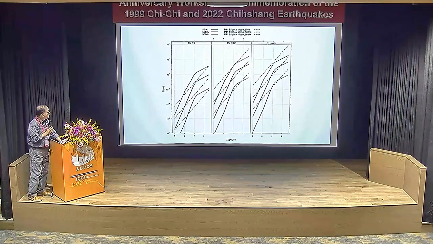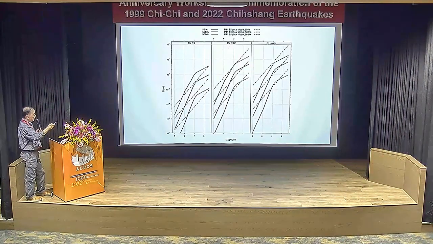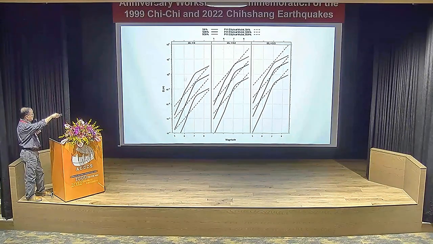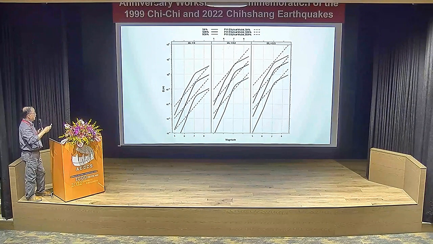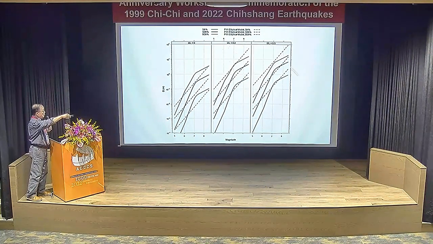Okay, so this is again the same thing, but plotting the predicted percentile as a function of magnitude at three different locations. You can see the difference. The Peterson et al. model has a linear magnitude scaling, and our model has a bilinear magnitude scaling.